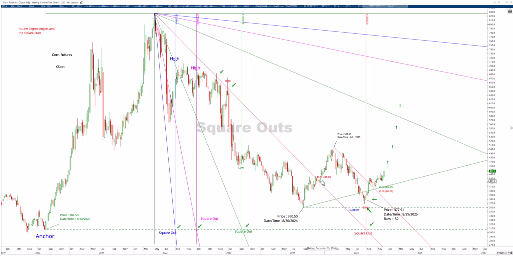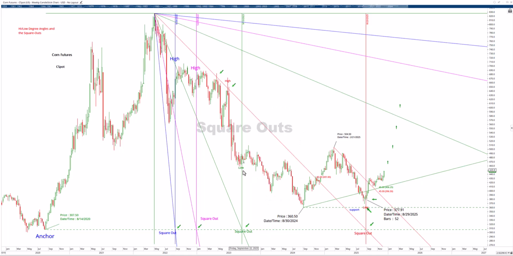And when you broke out here, you got a nice little rally. One other thing you might notice is that where it crosses the level of the prior swing low, this anchor here from August of 2020, that's called a square out. And the way Gann views the markets is that when time and price are in balance, you get a change in trend. And then sure enough, the green line where it crosses the level of the prior swing low, you got a low. You got a little bit of a rally, and then you resume the downtrend.